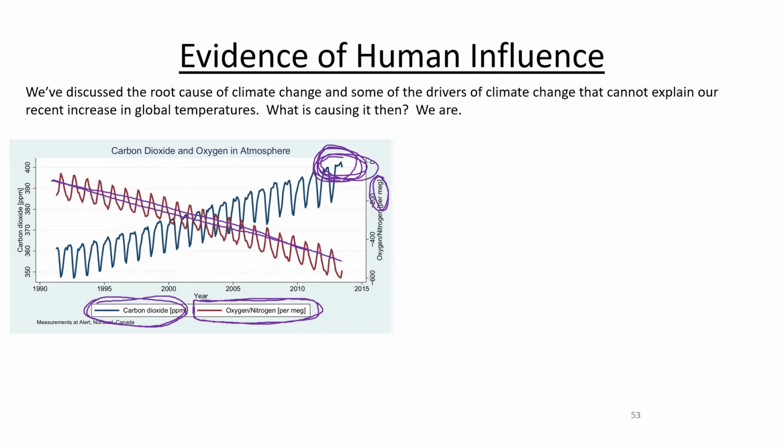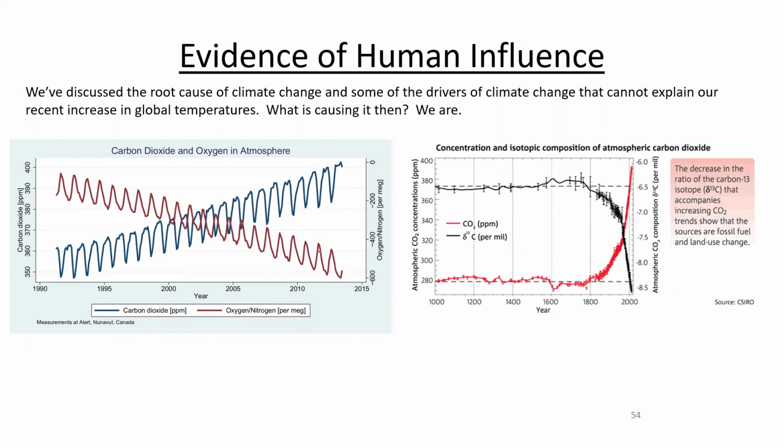Now, the other graph I'd like to show you, and sort of further evidence for knowing that it's the CO2 in our fuels that is causing this increase in carbon dioxide and thus an increase in global average temperatures, is this graph, courtesy of an Australian climate science outfit, the CSIRO. And if you look at this graph, let's see what it's telling us.